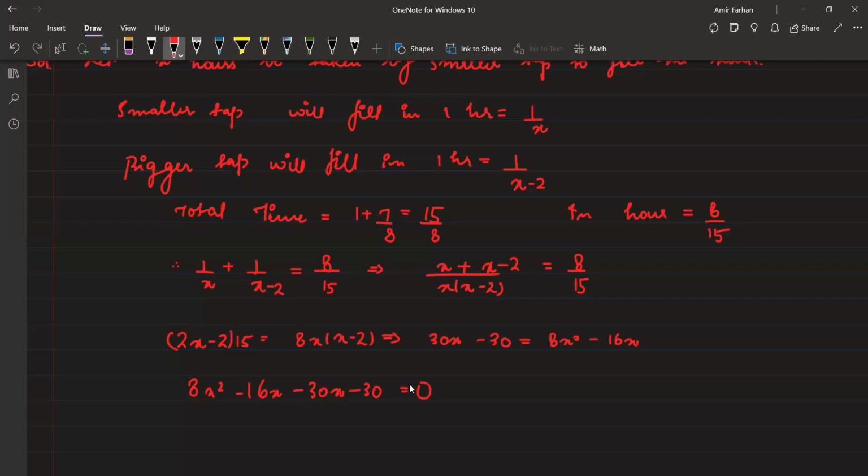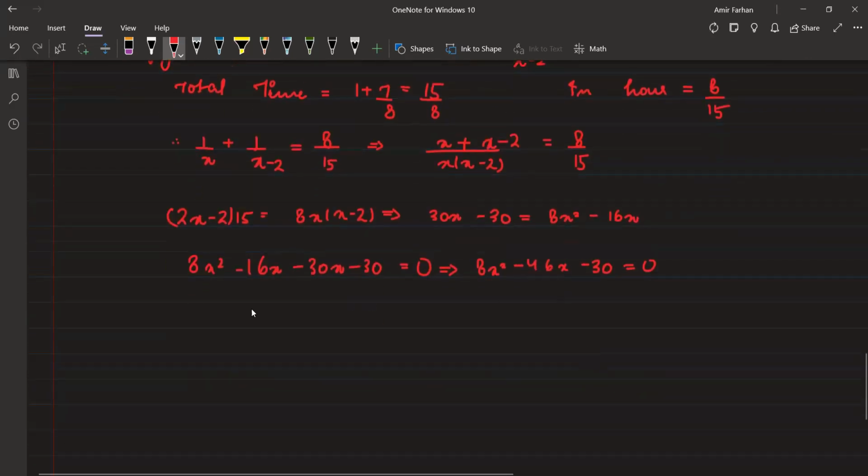Yes or no? Yes sir. So it would be minus 46. 8x square minus 46x minus 30. So 2 can be taken common out. So 4x square minus 23x minus 15 is equal to 0, yes or no?